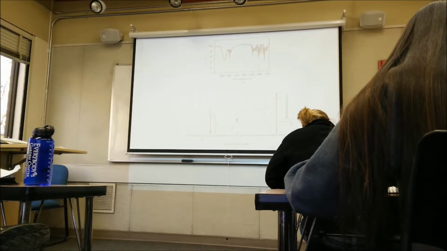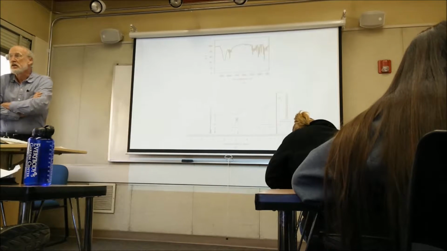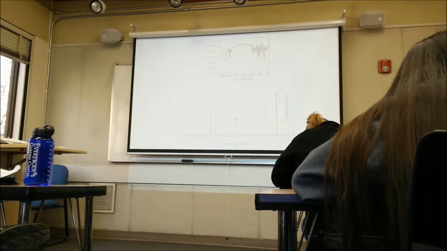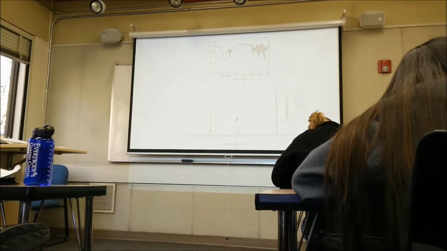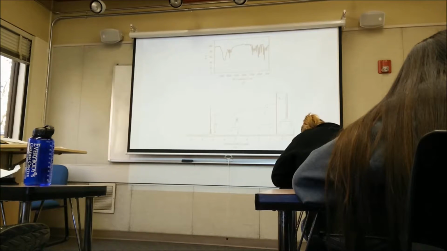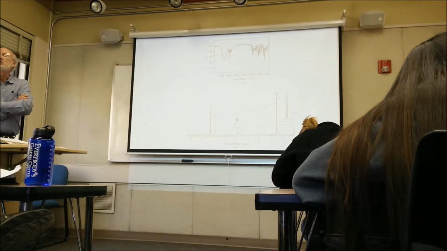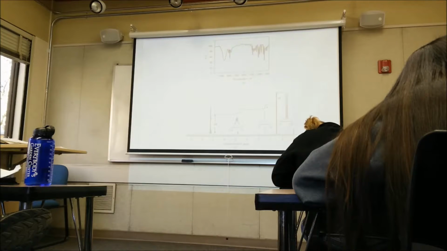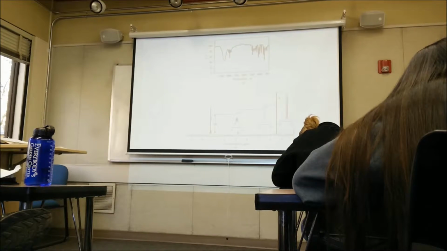There's 40 numbers. If you add up all the heights, it comes out to about 40. Each hydrogen is worth 4. So that means that first peak has 5 hydrogens, then 1 hydrogen, 1 hydrogen, and 3 hydrogens.